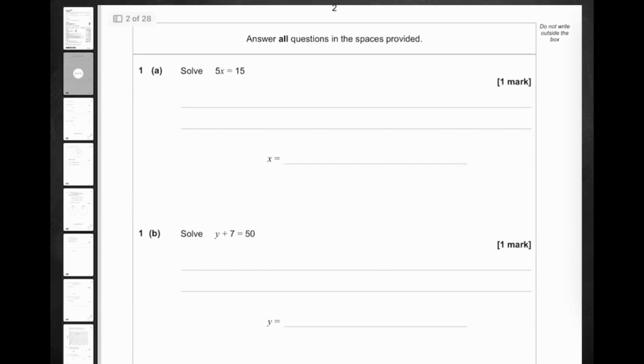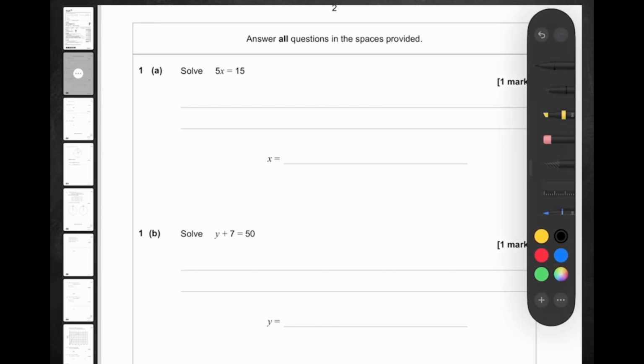So question 1, solve 5x equals 15. All we need to do here is divide both sides by 5 so that we have x on its own, and that will just be x equals 3.